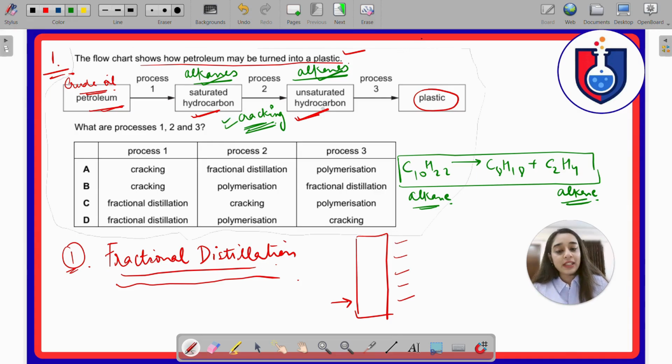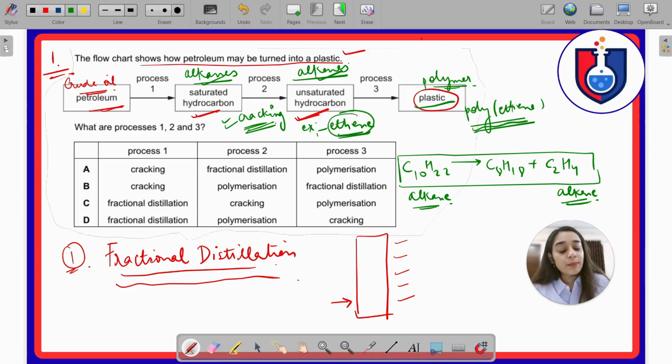Now when you have an alkene, for example, let's take the smallest alkene, ethene. And we know plastic is a polymer, right? Like polyethylene, very commonly used. From one molecule to many molecules being stacked together is known as polymerization, right? So alkenes to plastic, that is to polymer, is your polymerization. So finally, the third process we have is polymerization. Answer will be option C.